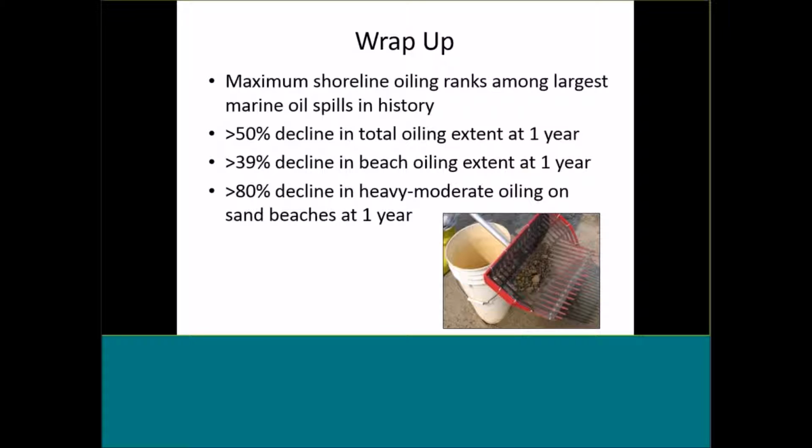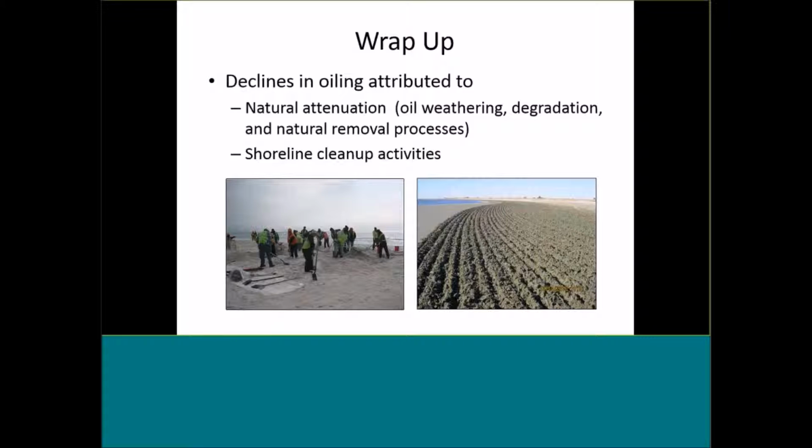Next. These oiling declines were, a lot of it, through natural attenuation, weathering, biodegradation, natural removal processes, physical processes in the near shore and on the beaches, and also shoreline cleanup activities, manual cleanup and mechanical. For example, the tilling that was done on the beach.